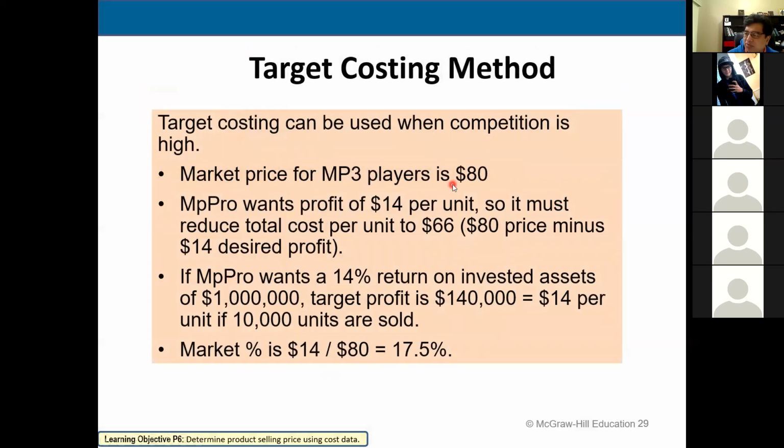So market price for an MP3 player is say $80. You want a profit of $14 per unit. So it must reduce the total cost to $66 so that it can have a $14 profit margin. That basically means this becomes your target. If you think that you cannot make the product below 66, then you basically don't make it. But you cannot take it to an extreme, like I think it was done by one of the car companies way back, where they compromised the safety of the product.